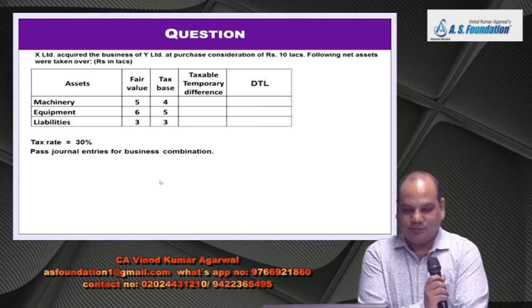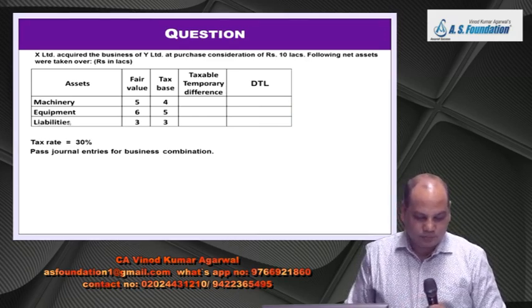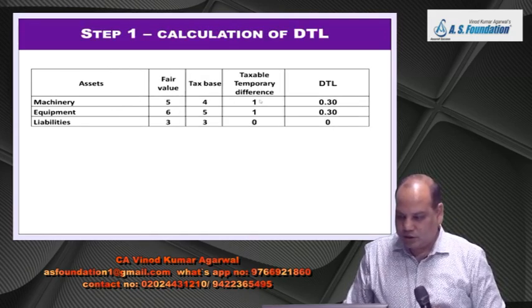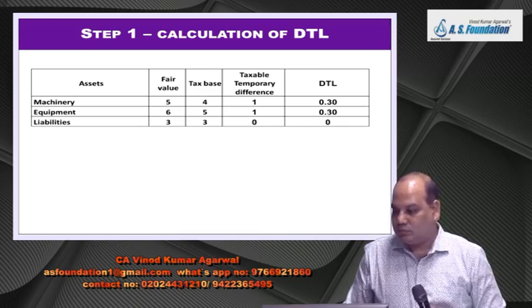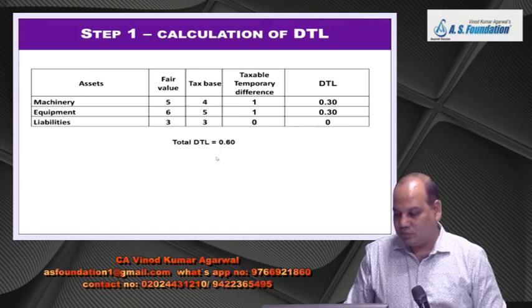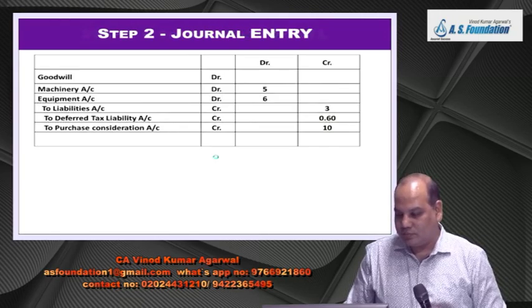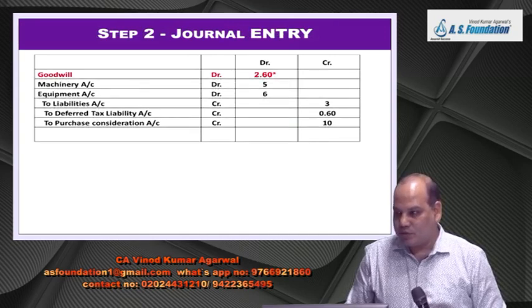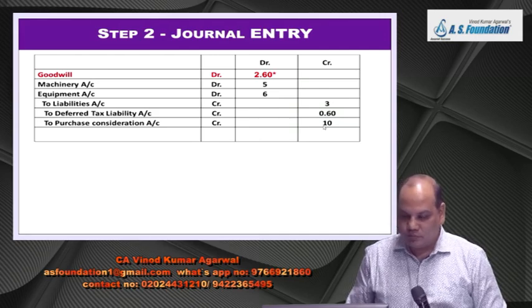Is it over? Okay. Check the answer. First you check the TTD, 1, 1, 0.3 at 30%, total DTL 0.60. Now check the journal entry, goodwill account debit, balancing figure. How much goodwill have you got? 2.60 balancing figure. Machinery account debit 5, equipment account debit 6, to liabilities 3, to DTL 0.6 and to consideration 10. Got it right? Very good.